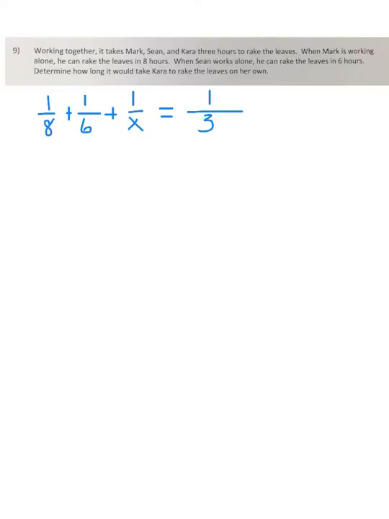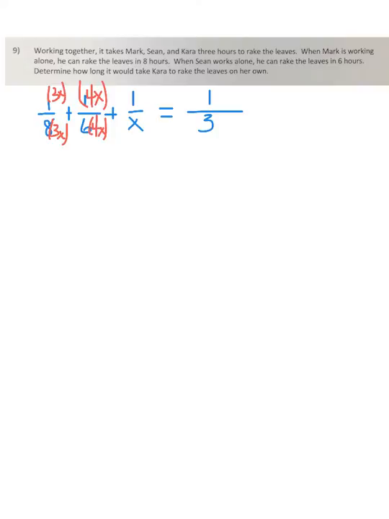Okay, now we're looking for a common denominator of 8, 6, X, and 3. Well, the common denominator for 8, 6, and 3 would be 24, right? But we need an X with that. So if I want to have my common denominator be 24X, then I know my first fraction here needs to get multiplied by 3X. Obviously, same thing with the numerator. Okay, now my 6 needs to become 24X, so that means the denominator and the numerator need to get multiplied by 4X.